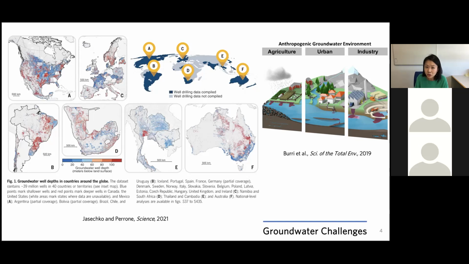Another issue is related to groundwater quality. If we look at our day-to-day life, all these anthropogenic activities, such as agriculture and urban industry, present risks for groundwater contamination.